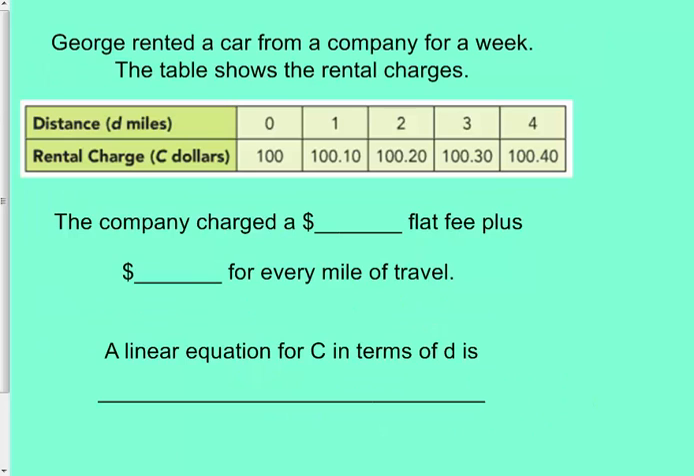Another example, George rented a car from a company for a week. The table shows the rental charges. Well, if you drive 0 miles, the rental charge is $100. So you can have it for the week, you're just going to pay the $100. If you drive 1 mile, you pay $100.10. If you drive 2 miles, you pay $100.20. Probably getting the idea here. 3 miles, $100.30. 4 miles, $100.40.